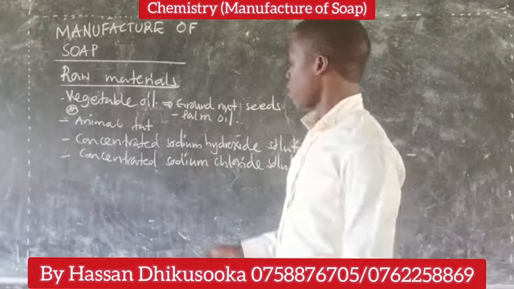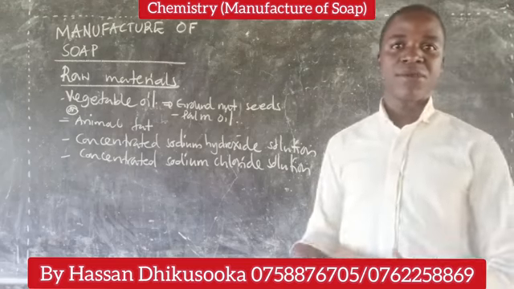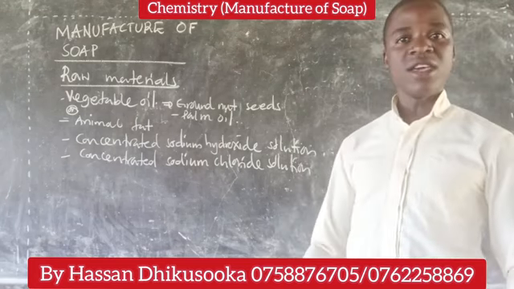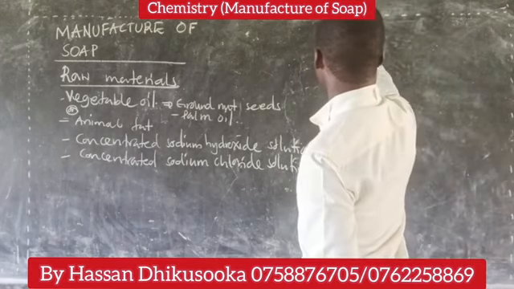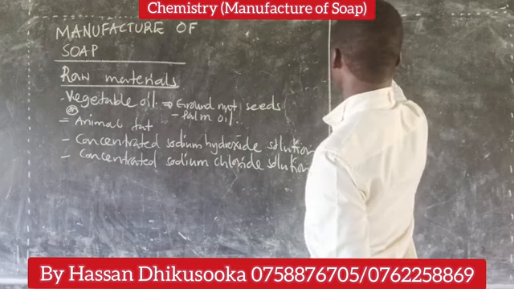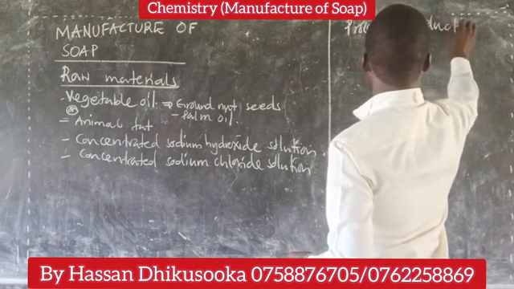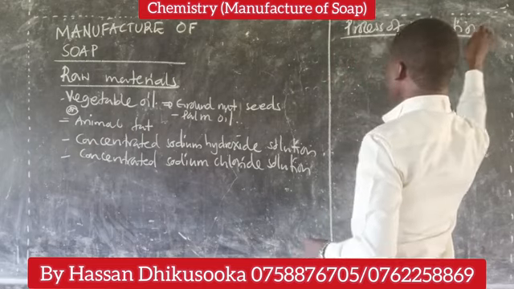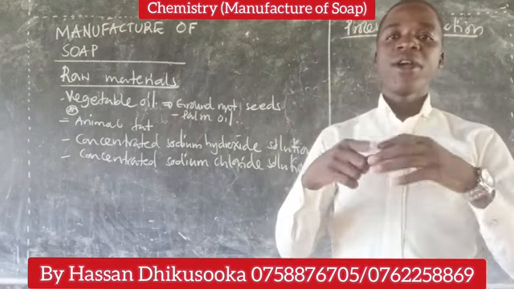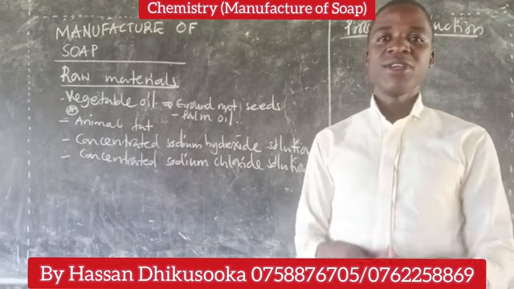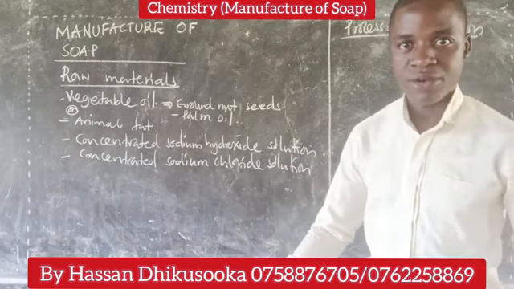Now, after you have your raw materials, how are you going to mix these raw materials to come up with the desired product, the one we are calling a soap? Let us see. We shall talk about that under process of production. Under process of production, now we have the raw materials. How are we going to deal with these raw materials such that we come up with the desired product, the one we are calling soap?